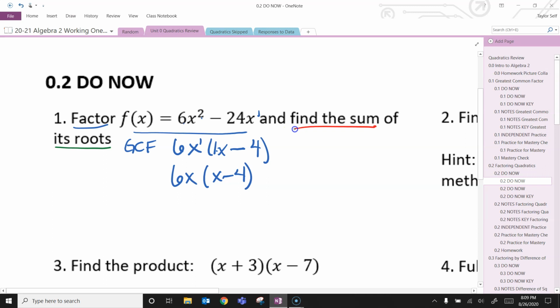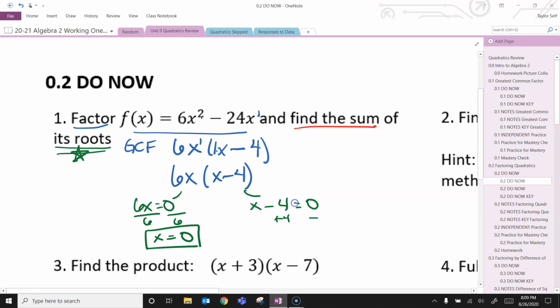roots. So one thing that should sound familiar is roots. We did zeros, solutions, x-intercepts, roots yesterday. So we're going to start with finding the roots. We do that by setting 6x equal to 0, setting x minus 4 equal to 0, and solving for x. So here we're going to divide by 6 on both sides, x equals 0, plus 4 on both sides, x equals 4.